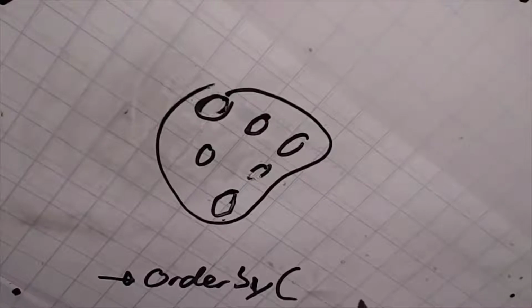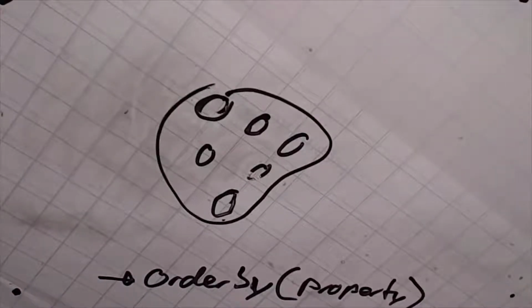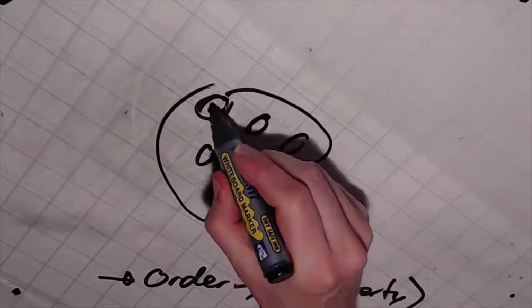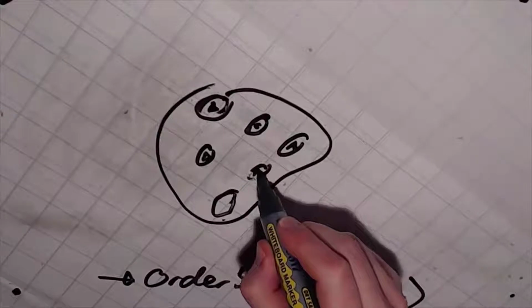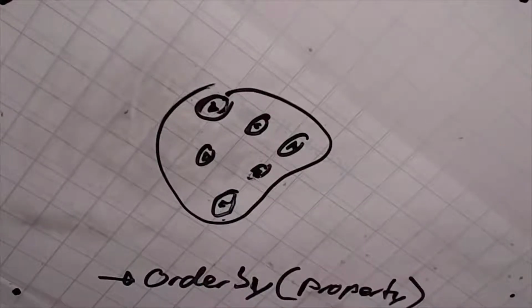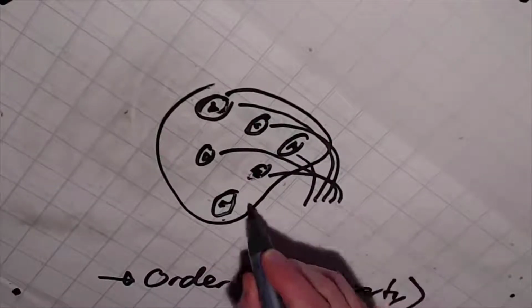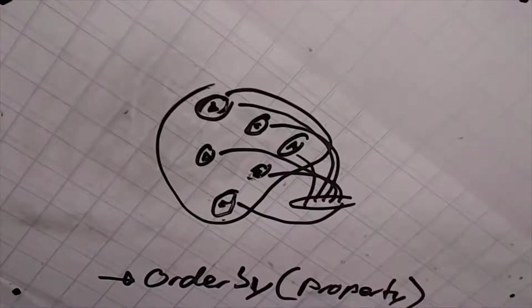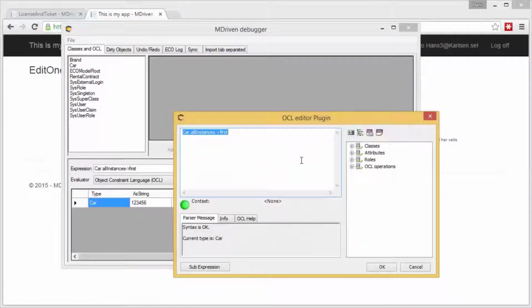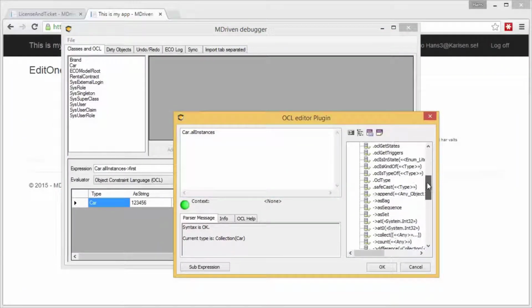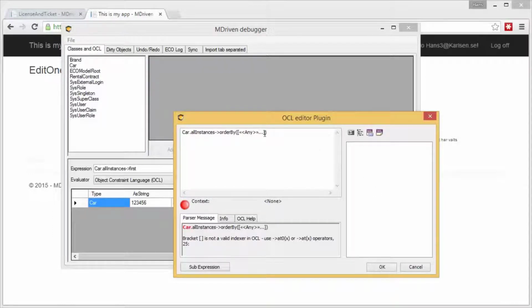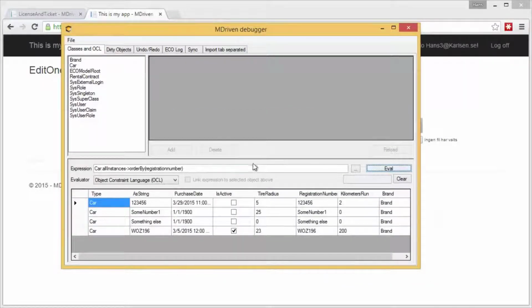Order by is an operator that could sort our set of objects on some property. So let's say that is B, C, A, D, E and F, and order by on that property would fetch A first, B then, C, D, E and F, like this. We can try that in the debugger as well. Order by, change this to registration number. So now they are sorted by registration number.